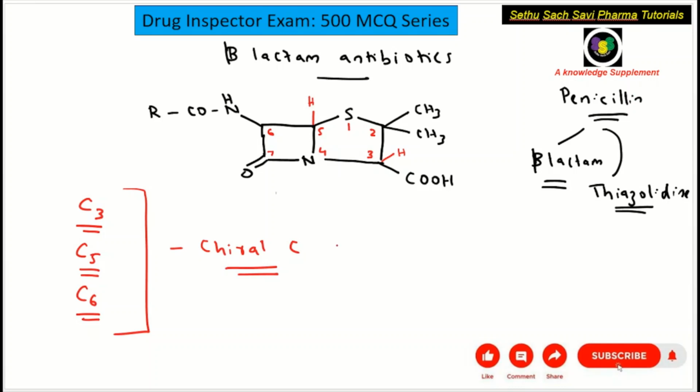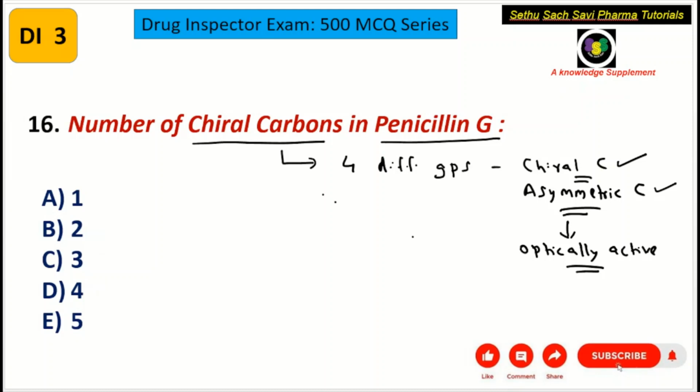So how many chiral carbons are there? There are 3 chiral carbons, and they are C3, C5 and C6. Now coming back to your question, the number of chiral carbon, the correct answer is 3 and the choice is C.